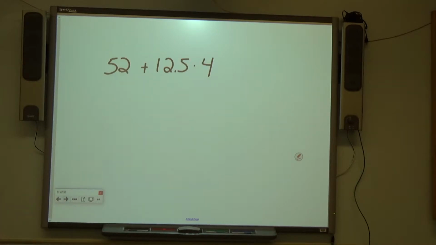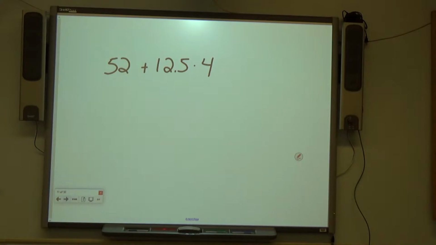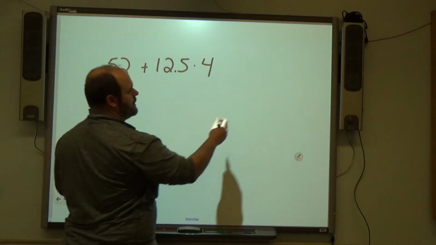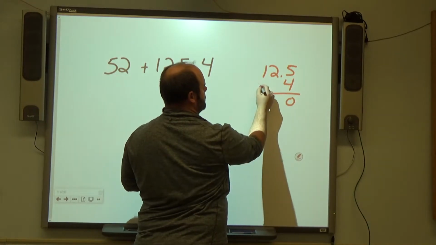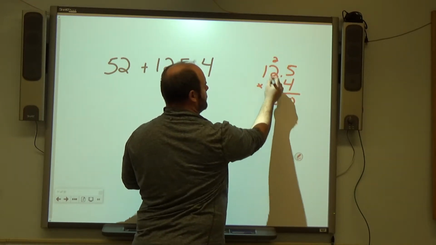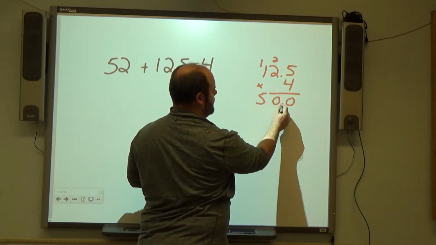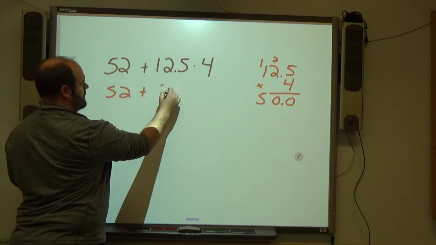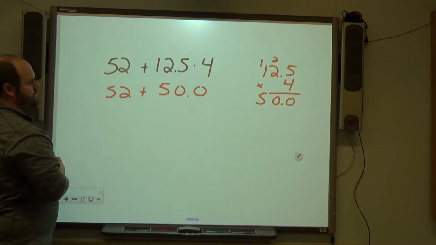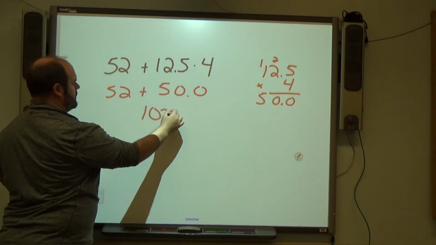Okay, next problem. This is 52 plus 12.5 times 4. Multiplication comes first, top to bottom in the PEMDAS. So I'm going to multiply 12.5 times 4. You may have to come over to the side and do a little bit of side work. 5 times 4 is 20, and 4 times 10 is 40, and I have one number behind the decimal, so I have to have one number behind the decimal there. So I have 52 plus 50.0, and I can disregard that decimal point and that 0, so I should end up with an answer of 102.